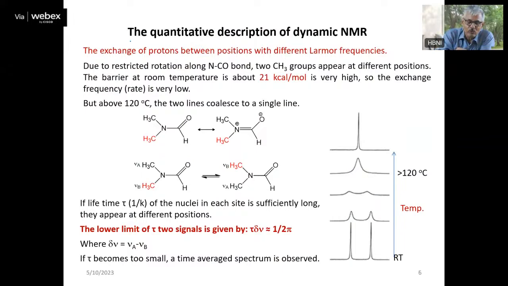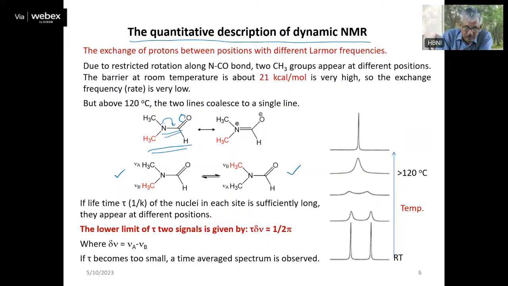Now I will try to give a quantitative picture of dynamic NMR. We will take this example and go ahead. Now you know this DMA. This is the structure of DMA. And those of you from organic chemistry know that the nitrogen lone pair makes this carbon-nitrogen bond have some double bond character. This is the resonance form of DMA. That's why two conformers are possible, and these two conformations are in equilibrium.